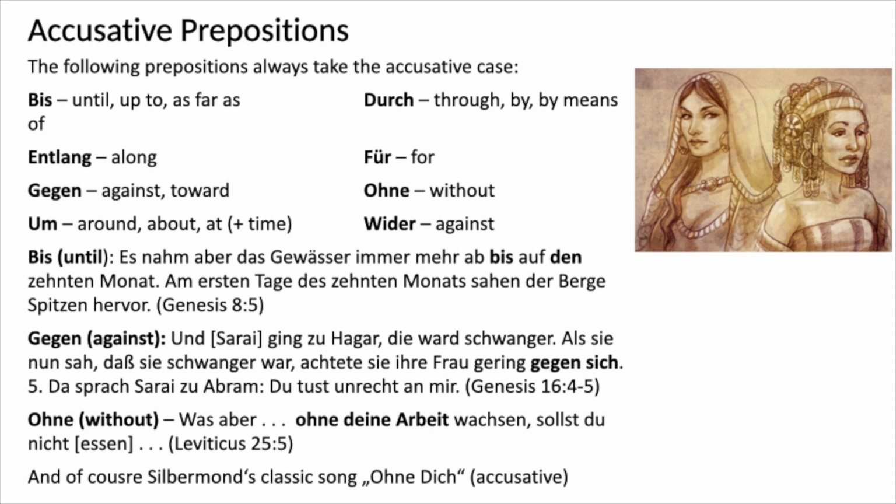The accusative prepositions are as follows: bis, which means until, up to, or as far as; entlang, which means along; gegen, which is against or toward; um, which is around, about, or at if it's dealing with time; durch, which is through or by means of; für, which is for; ohne, which is without; and wider, which is against.